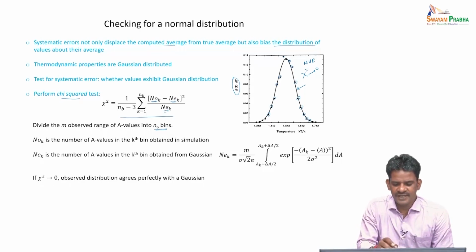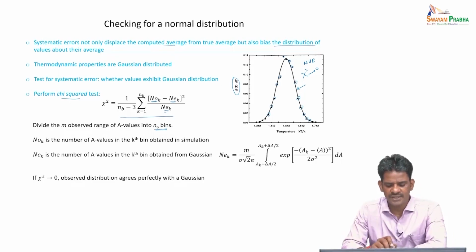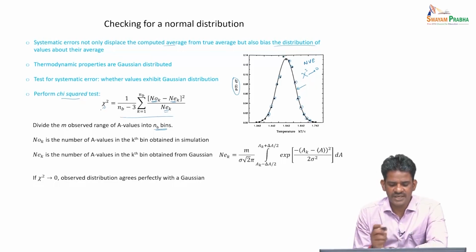If they are exactly matching, that is, if the number that we measure in the simulation and the number that we calculate from theoretical estimates are exactly equal, the chi-square should go to 0. If that is not the case, you will see chi-square being something finite and non-zero. That gives an indication that there seems to be some bias in the distribution obtained from MD simulation compared to what is theoretically expected, which is a Gaussian distribution.